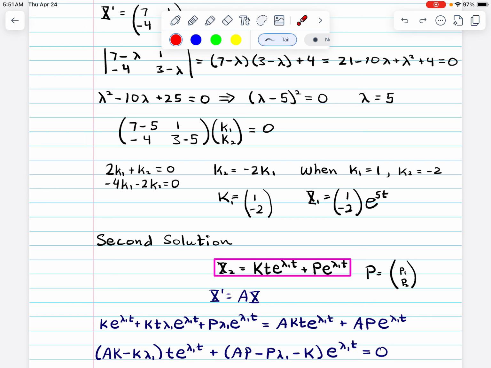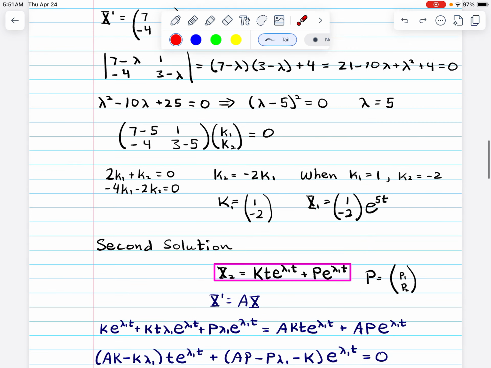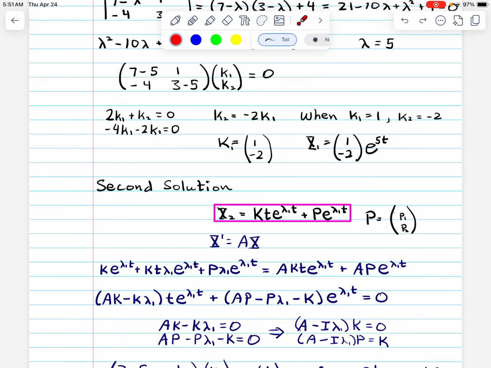Now, to see why this works, we just put this back into the differential equation. In other words, we've got this right here. So we're going to plug back into this. So I put in the derivative. I'm just taking the derivative of this and putting it in right here. And then on the other side, I have A times that solution. So here's A times this.